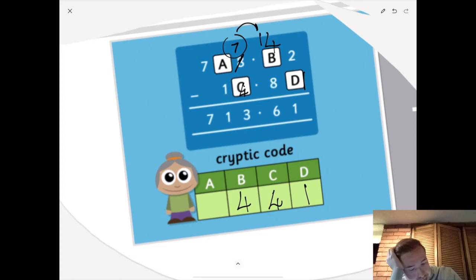And then A subtract 1 is 1, well that must be 2. 2 subtract 1 is 1. Okay, so that's your answer, 244.